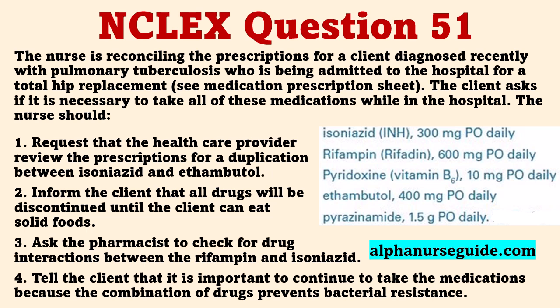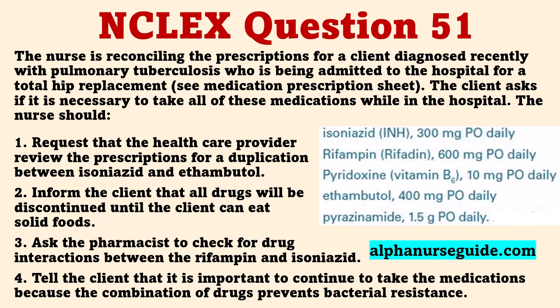The nurse is reconciling prescriptions for a client diagnosed recently with pulmonary tuberculosis who is being admitted to the hospital for a total hip replacement. The medication prescription sheet says isoniazid 300 milligrams PO daily, rifampin 600 milligrams PO daily, pyridoxine 10 milligrams PO daily, ethambutol 400 milligrams PO daily, and pyrazinamide 1.5 grams PO daily. The client asks if it is necessary to take all of these medications while in the hospital.